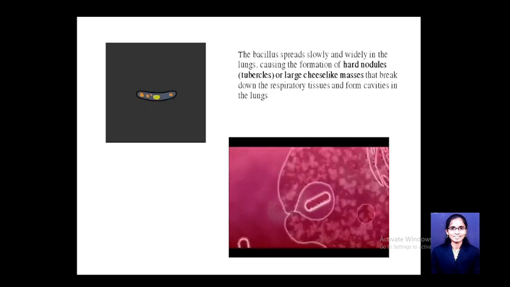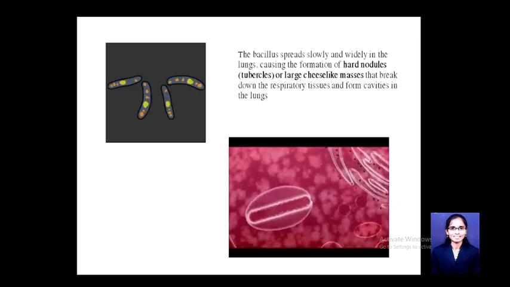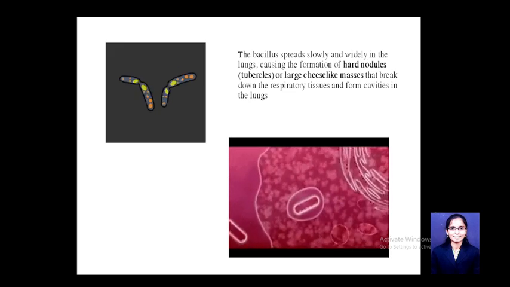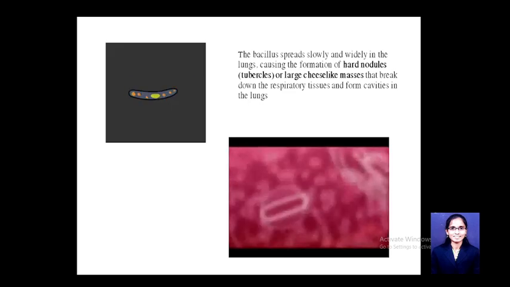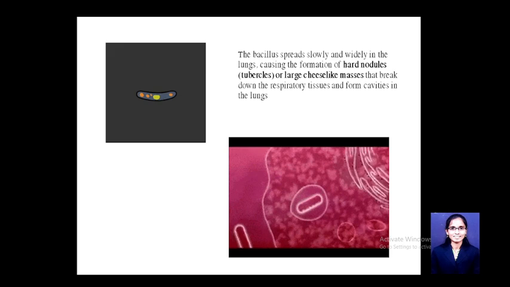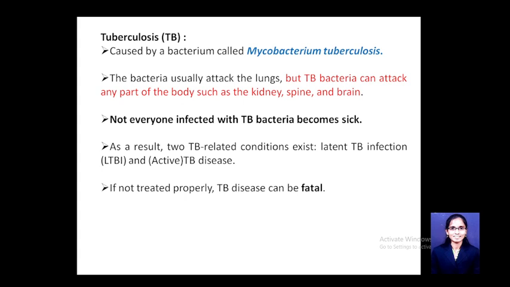Now, if this bacterium enters the body of a normal person, the main region which gets infected is the lungs. In the lungs, it causes the formation of hard nodule-like structures or cheese-like masses, which are referred to as a tubercle. This bacterium not only attacks the lungs, but it will also attack other parts of the body such as the kidney, spine, and brain.